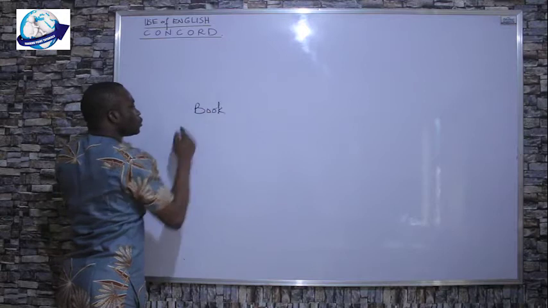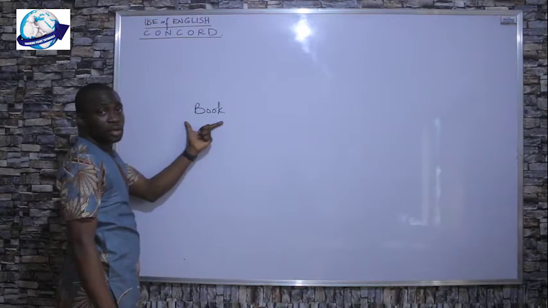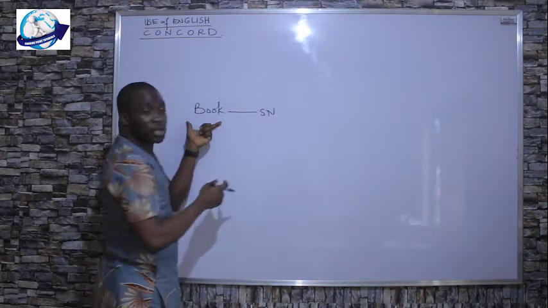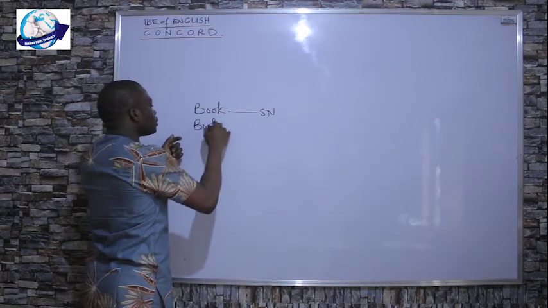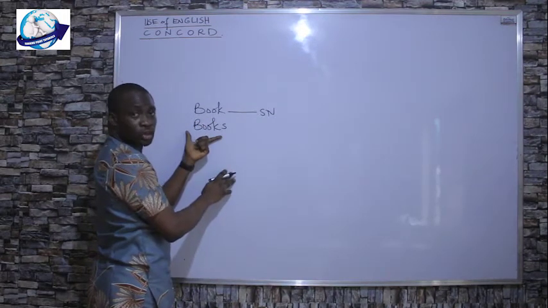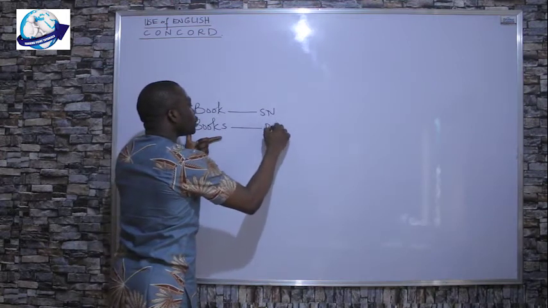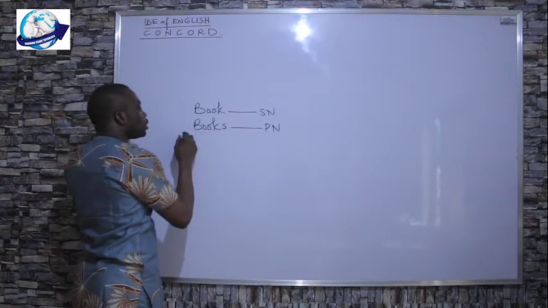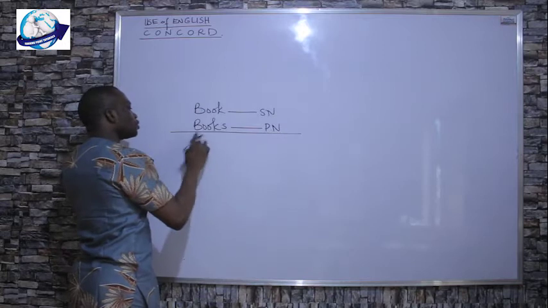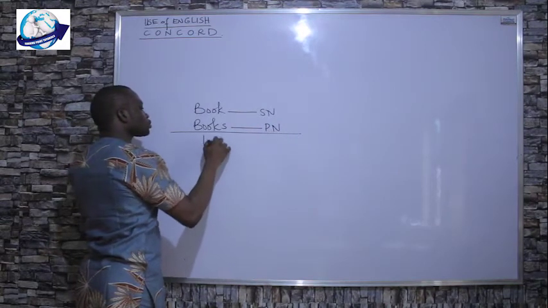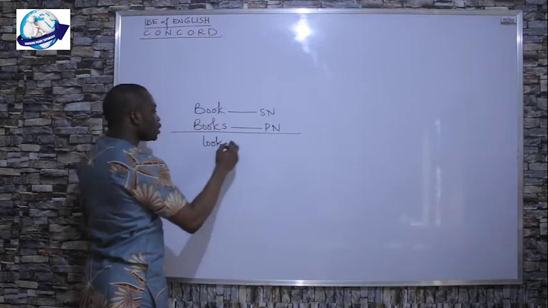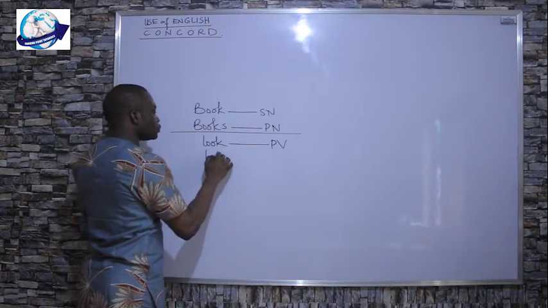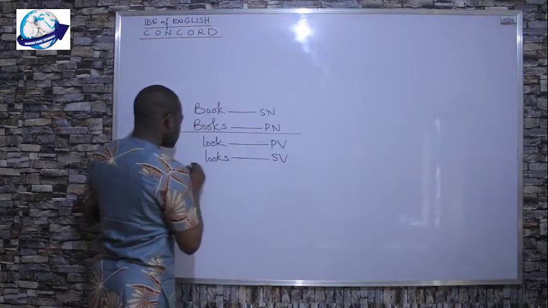Let's take a book, for example. Generally, we have this to be a noun, book. And if we want to help ourselves, we can say this is a singular noun. Let me make it an SN. But if I put the word here, books, what can you say about this? This is actually a plural noun, PN. Then let's take this now. Look. This is a verb. I want to put PV. If I put looks, I want to take SV.